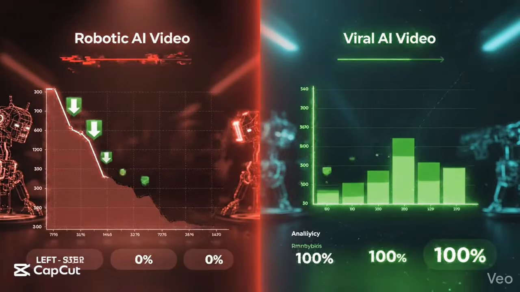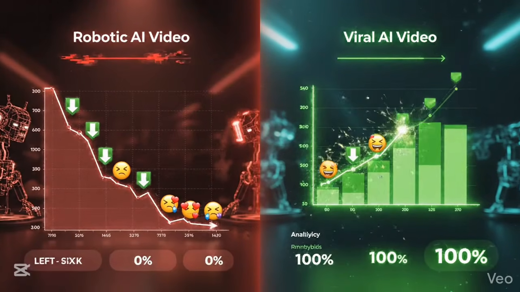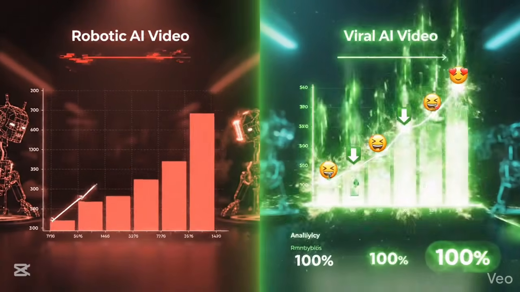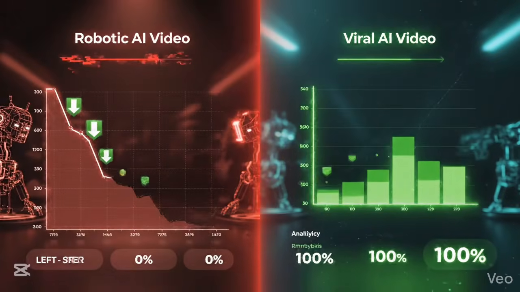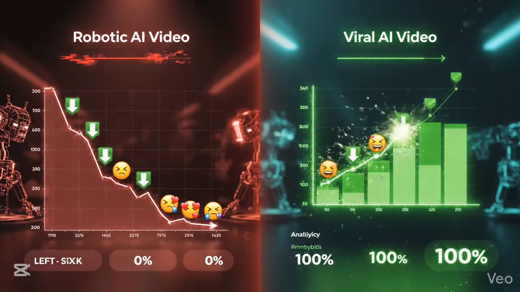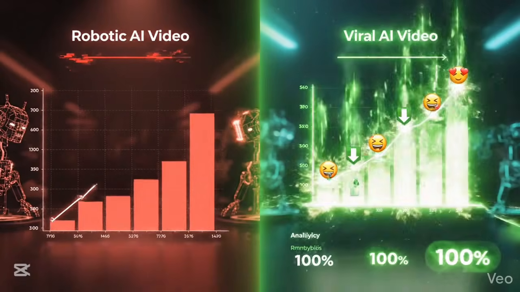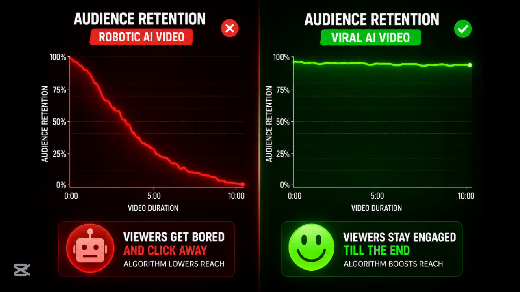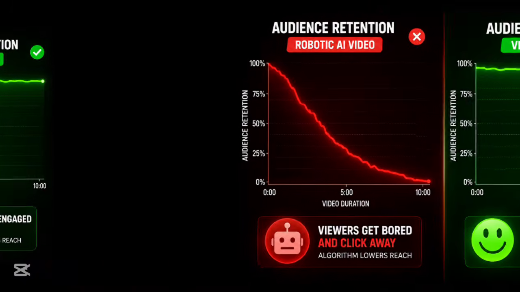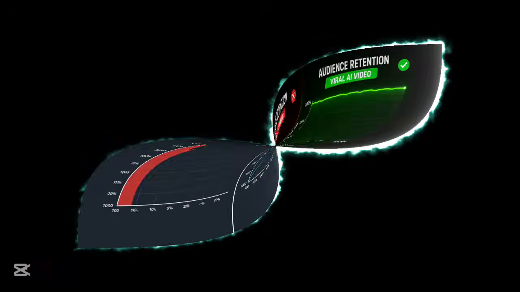Look at this. This is exactly what happens to most AI channels. Somebody clicks the video, watches for a few seconds, then leaves immediately because the video feels dry, robotic, and boring. And once YouTube notices people are leaving fast, it stops pushing the video.